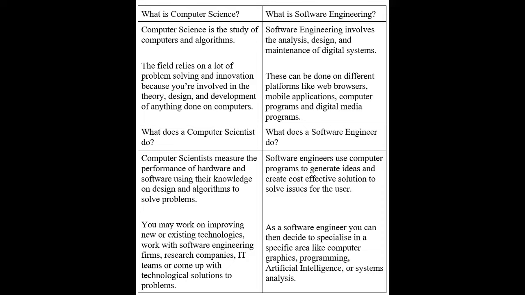So by definition, software engineering involves the analysis, design and maintenance of digital systems. Like I mentioned earlier, this can be done on different platforms like web browsers, mobile applications, computer programs and digital media programs. A software engineer might use computer programs to generate ideas and create cost-effective solutions to solve issues for a user or the company that they work for. So you can then later on decide to specialise in a specific area like computer graphics, programming, AI or systems analysis. Another good area you can think about is large-scale database systems. I'm sure you can imagine how database systems are pretty much used everywhere today. You know, things like storing data on customers, patients, or even employees.